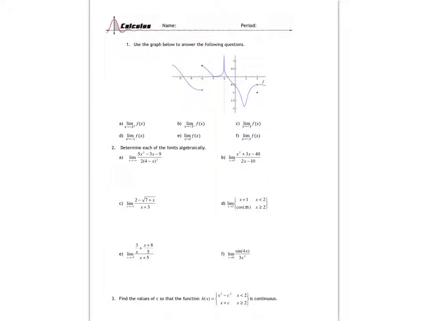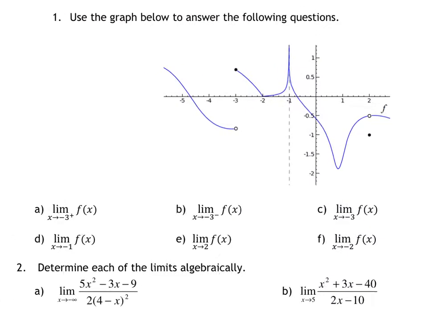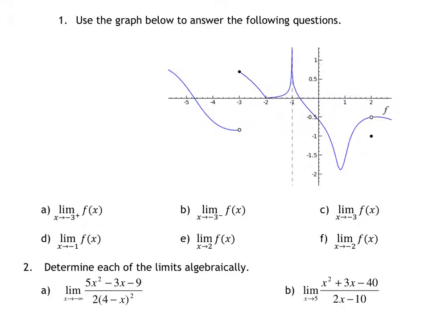All right, time to get ready for some limit tests. Here we go. First thing, we got some graphical limits. So as x goes to -3 from the right side, the little plus sign there means the right side. So we're coming to -3 from the right side. That's right here. We're going to about 0.75, whatever that y value is right there, okay?